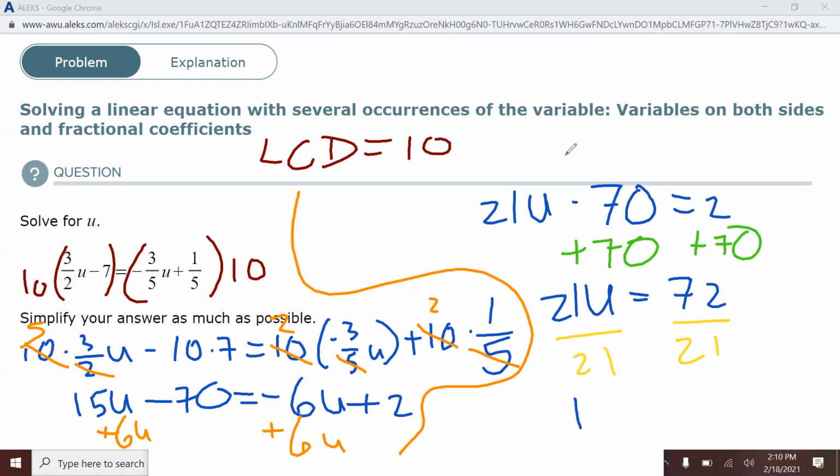and get u equals 72/21, but I can divide 3 into the numerator and the denominator, or in other words, I can cancel a 3. 3 goes in 7 times, and 3 goes in 24 times. So that my simplified answer is 24/7.